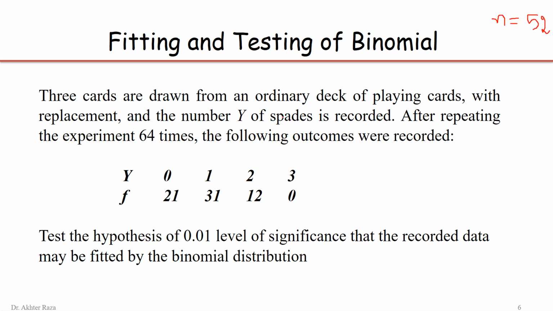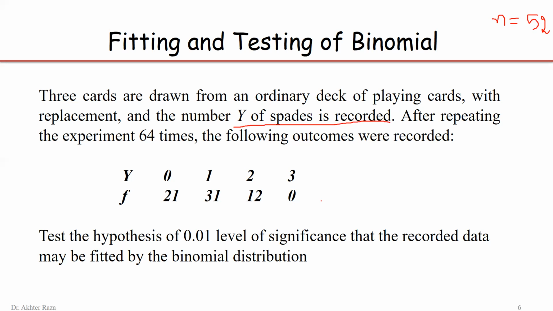Y is indicating the number of spades recorded. 21 times no spade occurred in the 3 selected cards. 31 times 1 spade occurs, 12 times 2 spades occur, and all 3 spades did not occur at any time. As we have selected the 3 cards randomly from the deck, this distribution is referred to as the observed model.